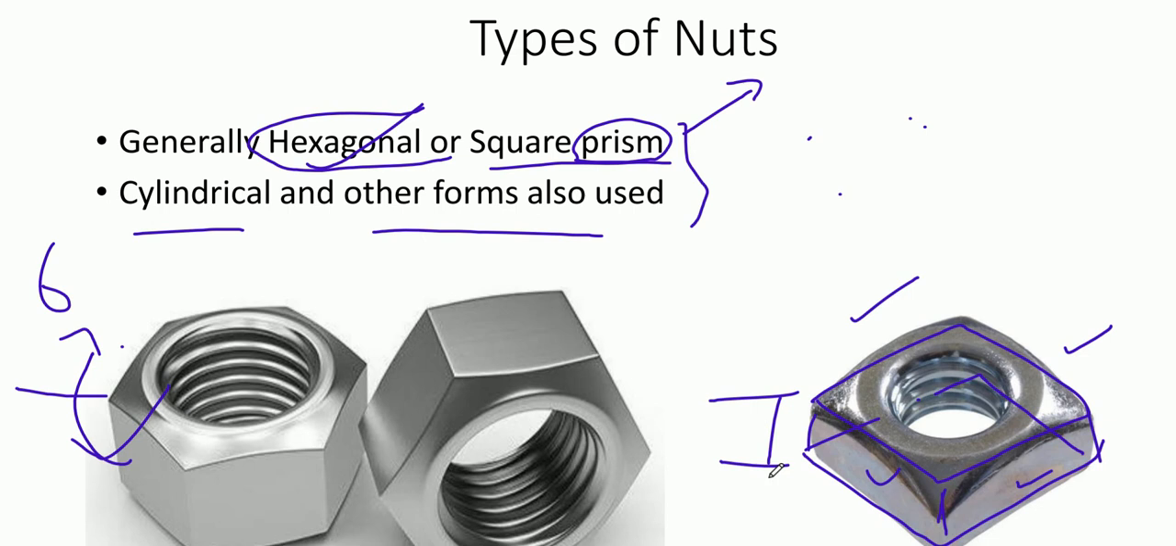So generally that's how you see the hexagonal prism, two hexagonal end faces and six side faces. That's how we call it the hexagonal or square or triangular or pentagonal prism.